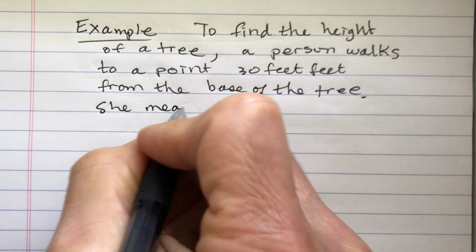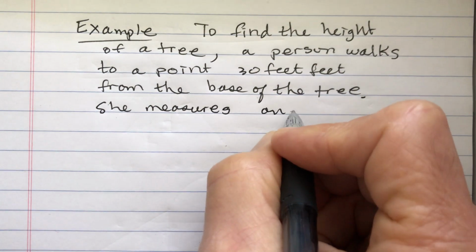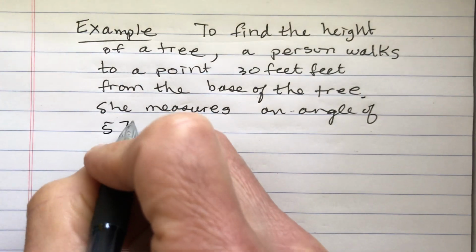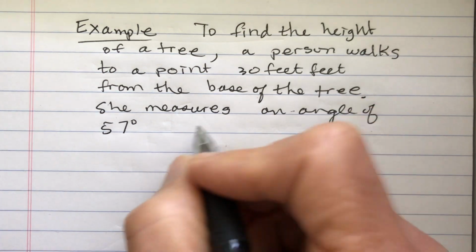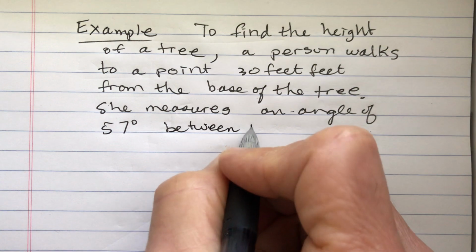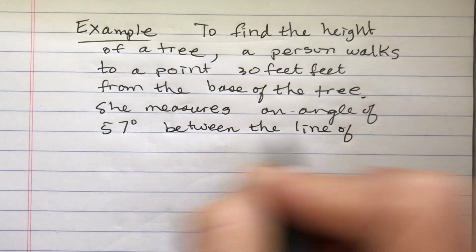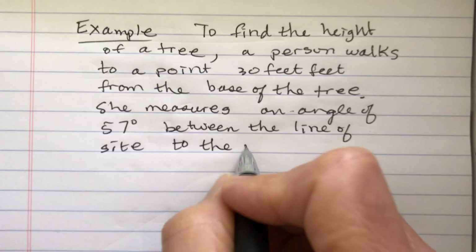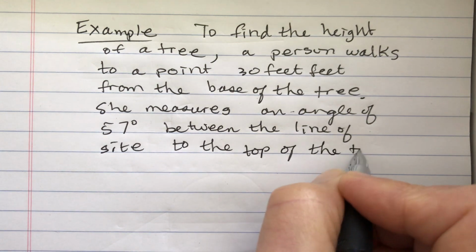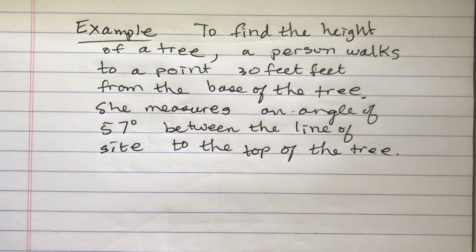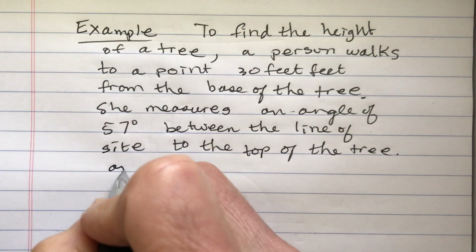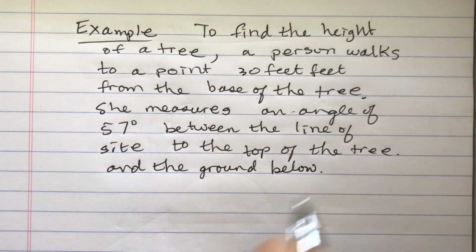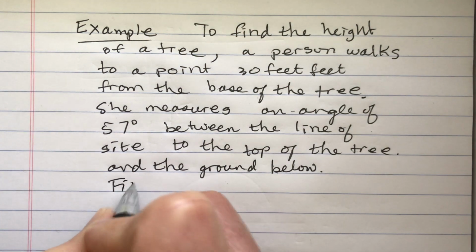She measures an angle of 57 degrees between the line of sight to the top of the tree and the ground below. Find the height of the tree.